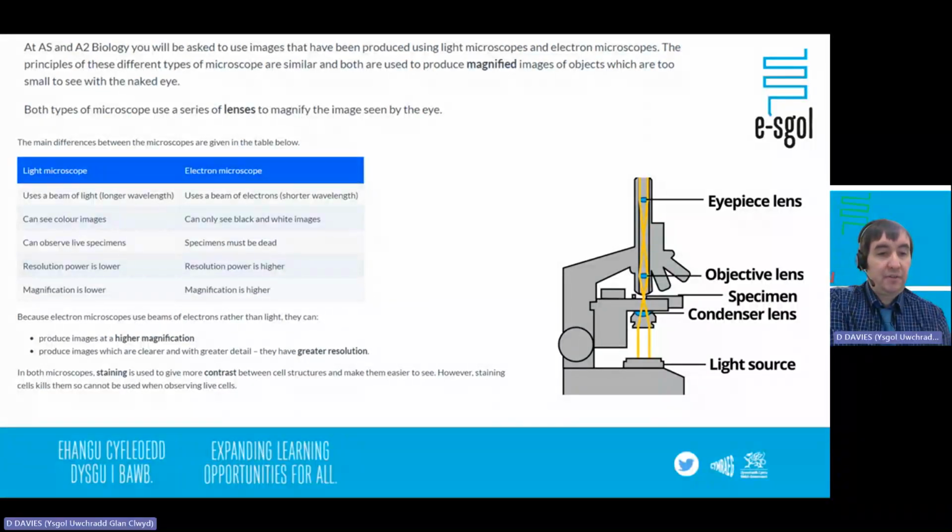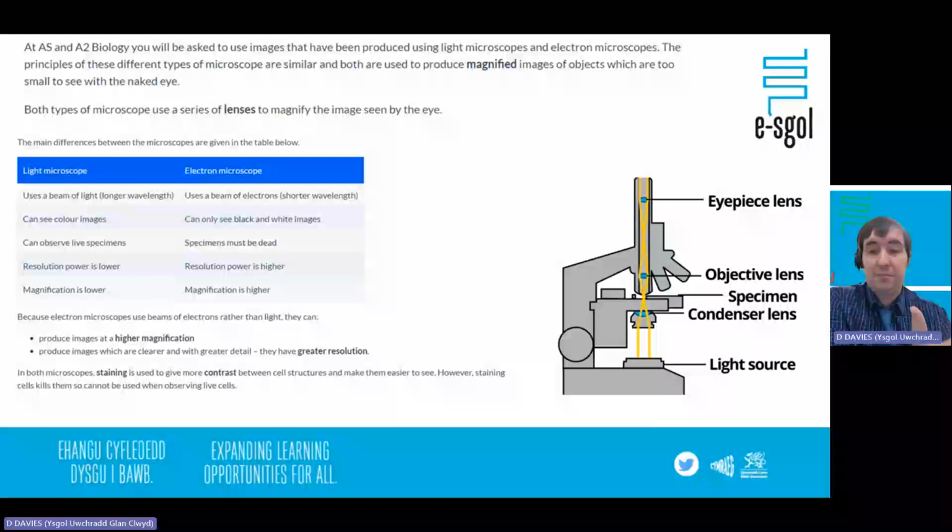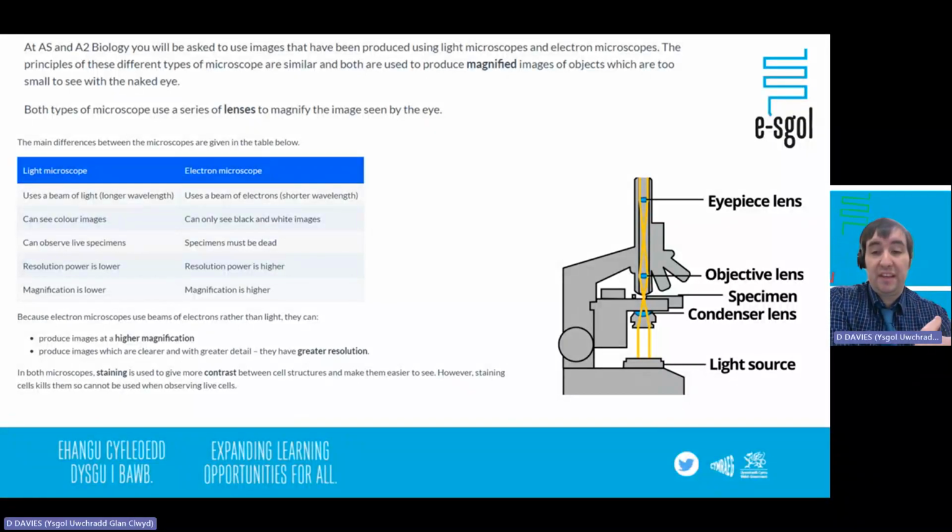Higher magnification, greater resolution. Both microscopes use staining, which gives more contrast. Contrast means the difference between two different things, so you're more able to see the difference between, say, a red thing and a blue thing than you are between a light blue thing and a dark blue thing. That is why we stain, in order to have contrast between parts of the specimen that we're looking at.